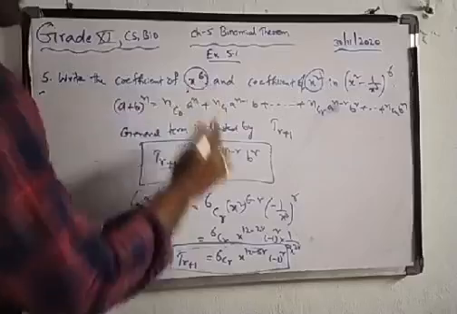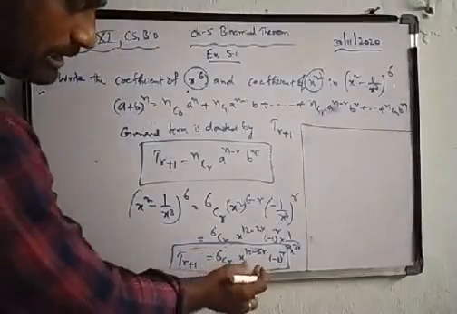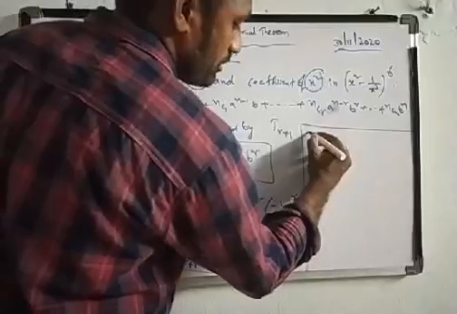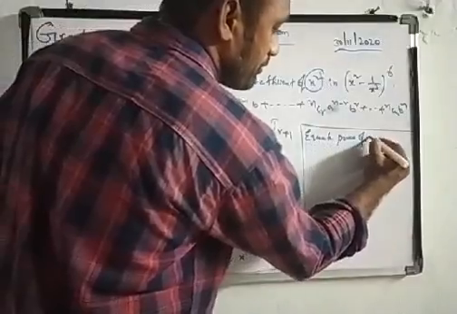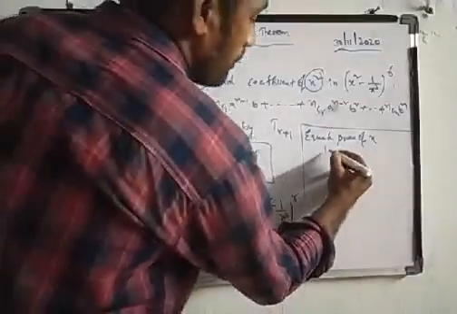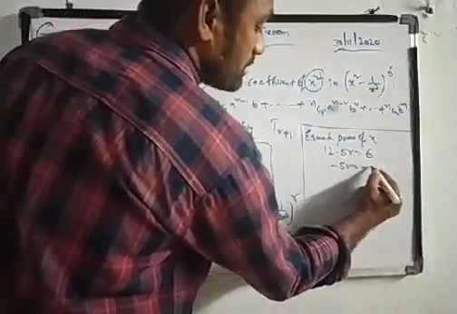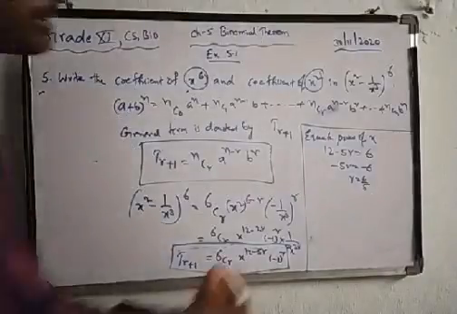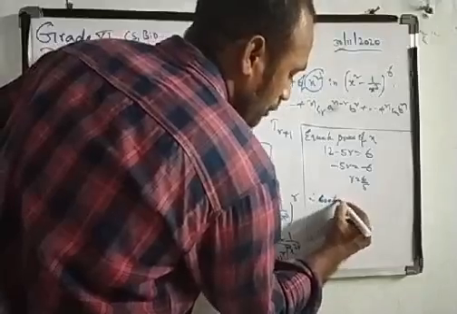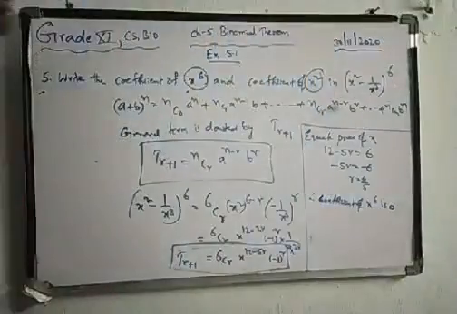Now we can find the coefficient of x power 6. So we are going to equate the powers of x. Equate powers of x. So that is 12 minus 5r is equals to 6. So minus 5r is equals to minus 6, r is equals to 6 by 5. Since we are getting r value as a fraction, and r cannot be a fractional value, therefore, coefficient of x to the power of 6 is 0.